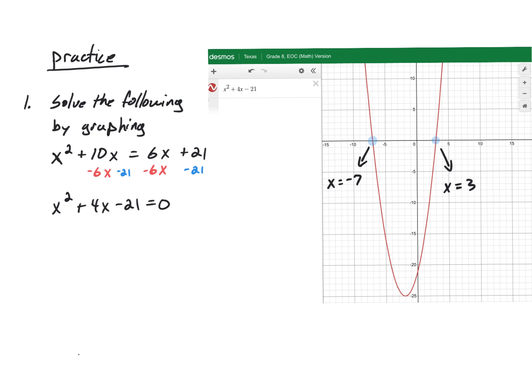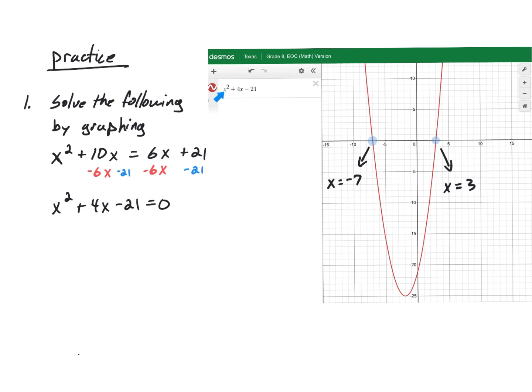Well, when we put this in standard form, now we have x squared plus 4x minus 21, and this is what I put into the graphing calculator. Now, this is a diagram of the Desmos graphing calculator that is EOC approved. The graphing calculator that you could use on the STAR test or the EOC Algebra 1 exam.